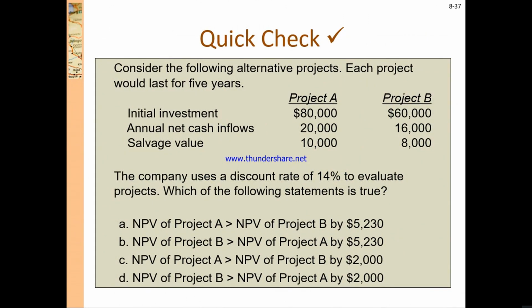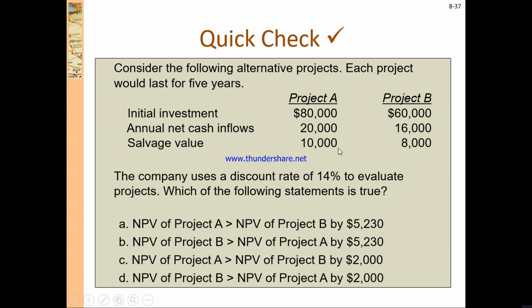Now it is time for a quick test, so that we may understand clearly which project we should accept. Consider the following alternative projects. Each project would last for 5 years. That means the useful life for both project A and B is 5 years. Initial investment, that means cash outflow, is 80,000 for A and 60,000 for B. Annual net cash inflow is 20,000 for A and 16,000 for B.